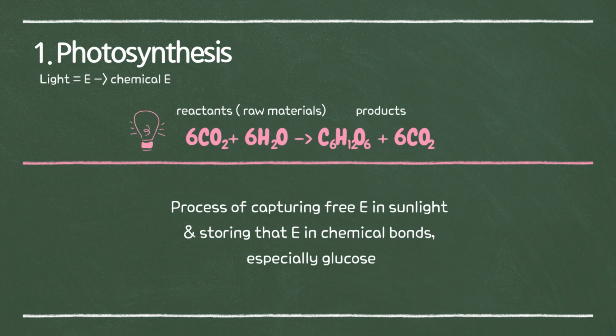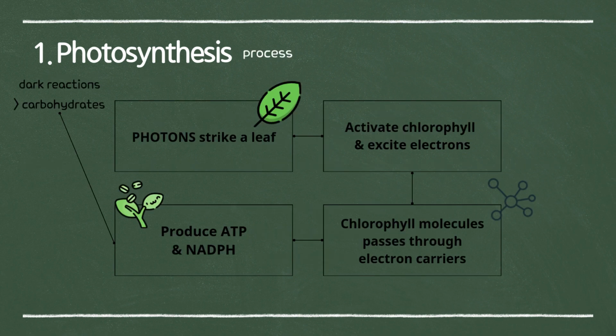The whole process begins when photons, energy units, of sunlight strike a leaf, activating chlorophyll and exciting electrons. The activated chlorophyll molecule then passes these excited electrons down to a series of electron carriers, ultimately producing ATP and NADPH. Both of these products, along with carbon dioxide, are then used in the dark reactions, light independent, to make carbohydrates. Along the way, water is also split, and oxygen gets released.